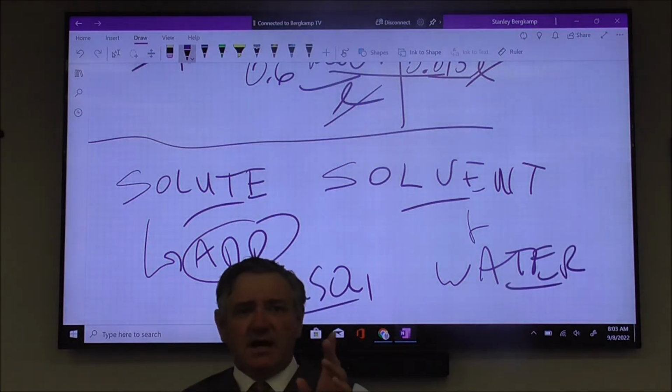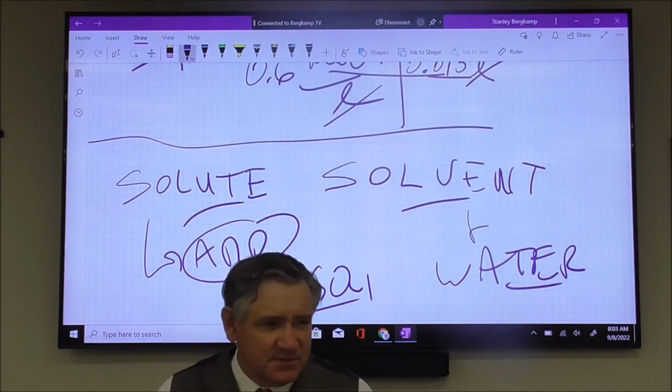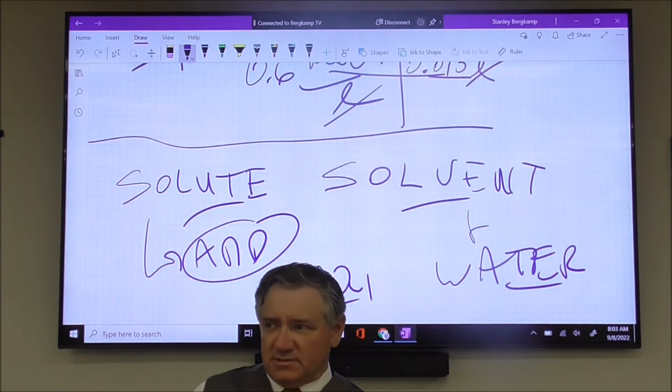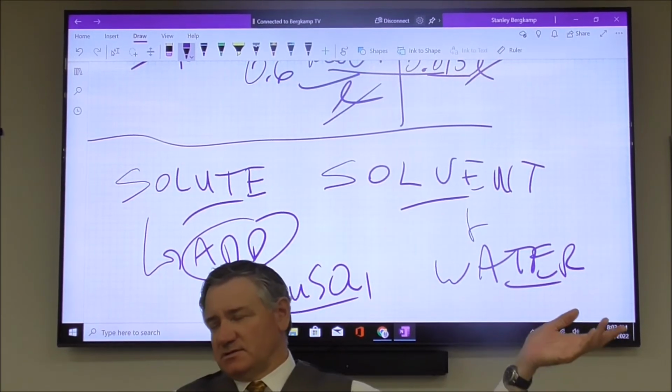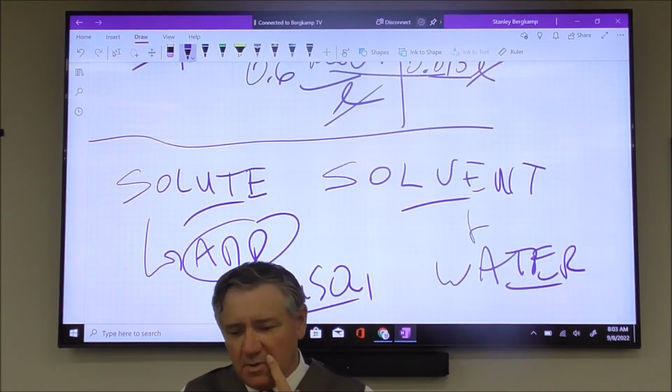Almost all the time, the solvent is probably going to be water. It's exceptionally rare that we don't use water as the solvent. Okay? The solute, that's what you add. The solvent is what does the dissolving. So when in doubt, the solvent's going to be water.